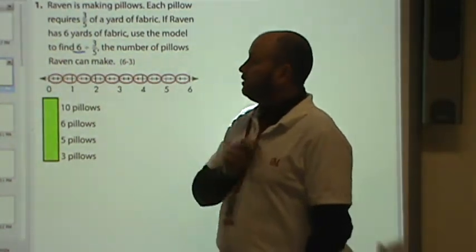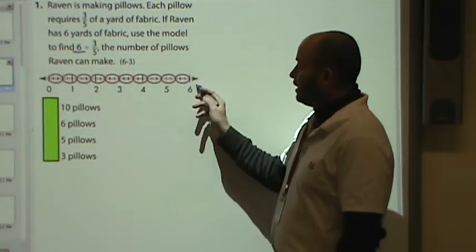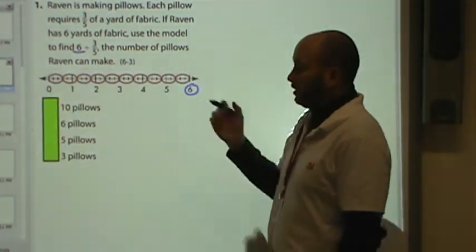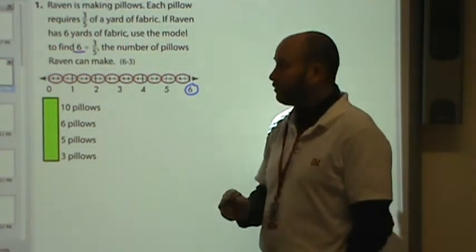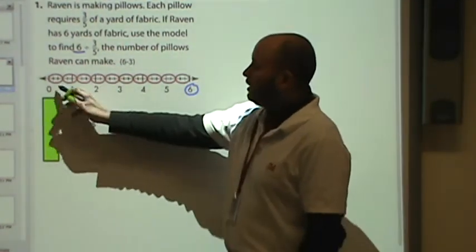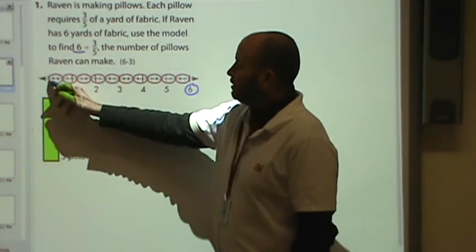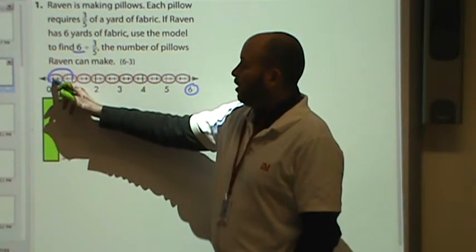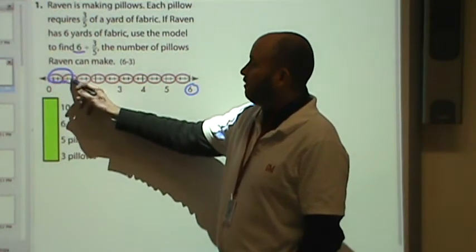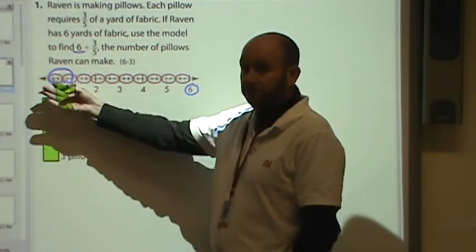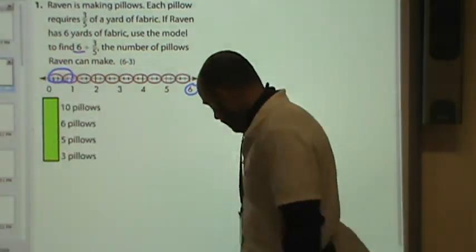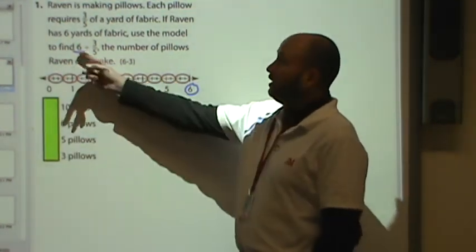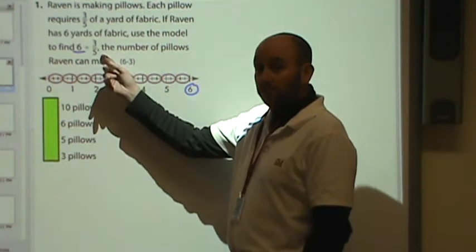Our dividend, the number we're dividing, is right here. It's 6. So the whole length is going to be divided. It's 6 units, and it's going to be divided by 3/5. In other words, each unit leading up to 6 is divided into fifths. So we have 1, 2, 3, 4, 5 sections, or 5 parts, 5/5 in each one of these. And what we've done is we're going to take 6 and divide it by groups of 3/5.